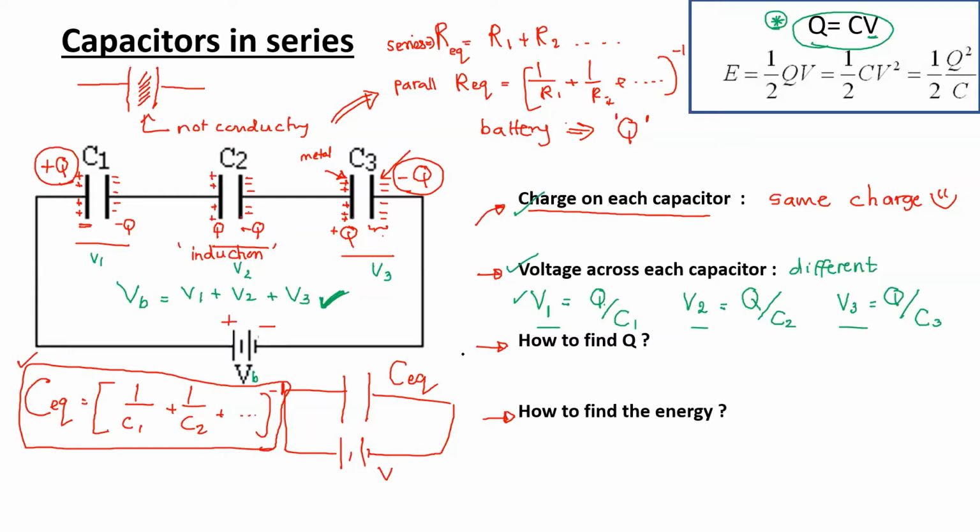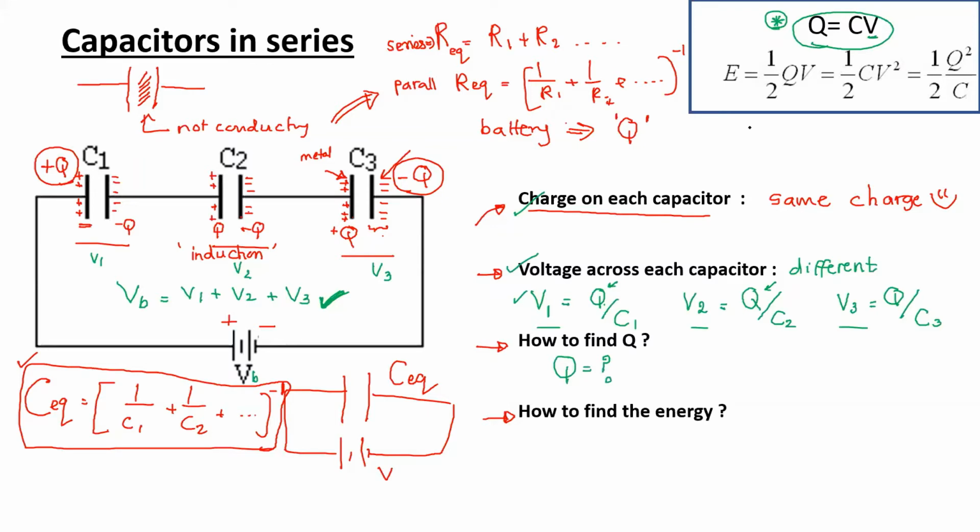Okay. So the next part is, so we know how to find voltage. We know the charges are the same. But the problem is, how can we find the charge? So we need the charge. We need Q to find the voltages. But without knowing Q, we can't do anything. So how to find this Q?